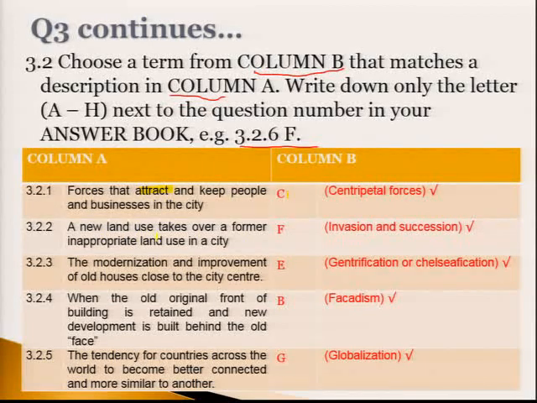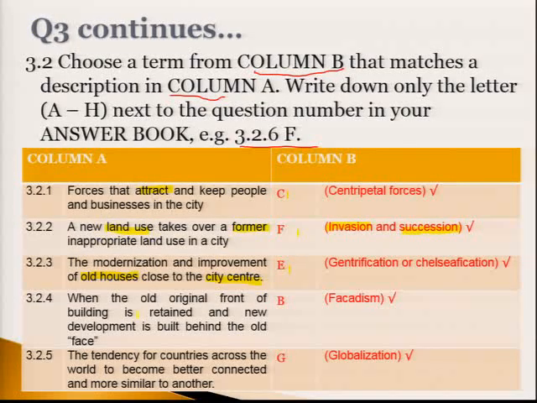A new land use takes over the former. Inappropriate land use in the city. Then we talk of your invasion and succession. Remember, when the CBD started to expand over the transitional zone, we start to talk of invasion and succession, or the letter F. The modernization and improvement of what? We are improving old houses close to the city center. Then we talk of gentrification or the Chelseaification.